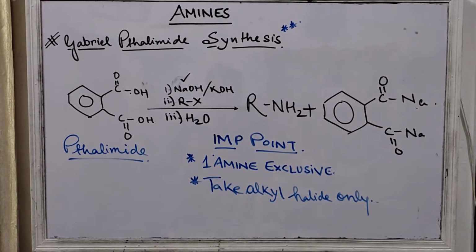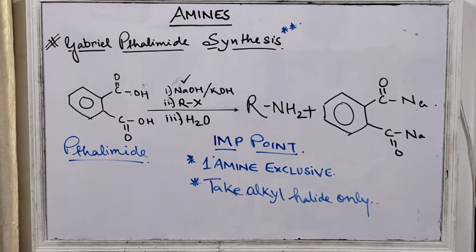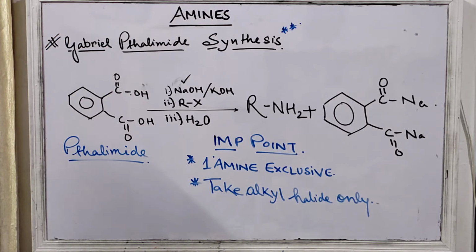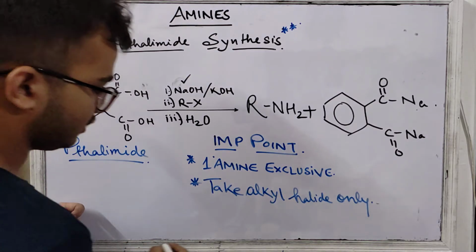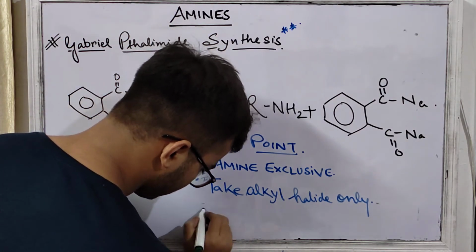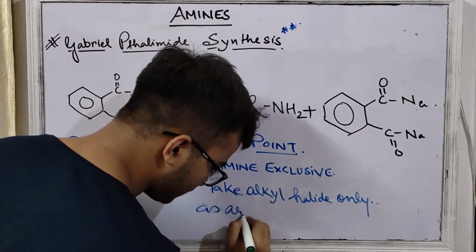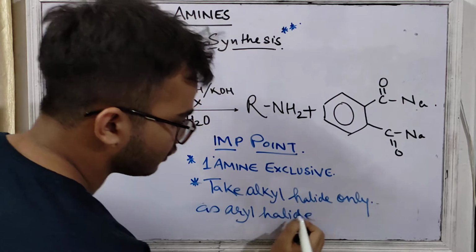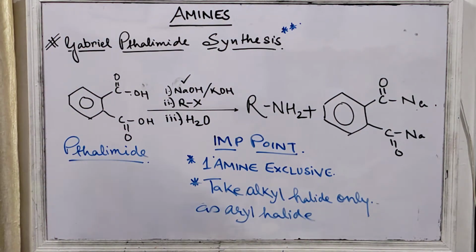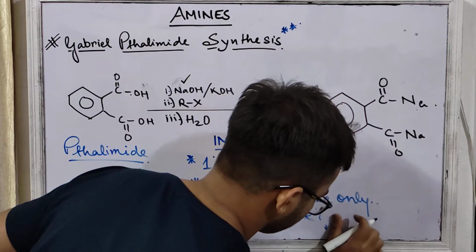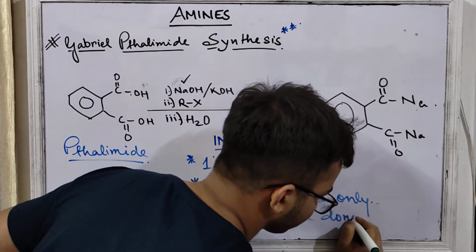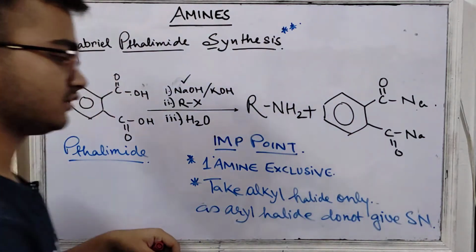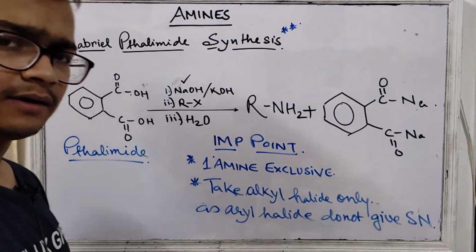So give the heading, take alkyl halide only. And the next point is why we will take only alkyl halide: as aryl halides cannot give SN reaction, do not give substitution nucleophilic reaction. Okay, so this was about the Gabriel phthalimide synthesis.